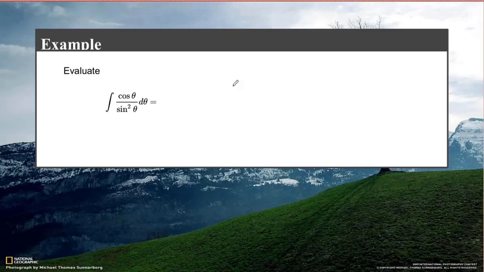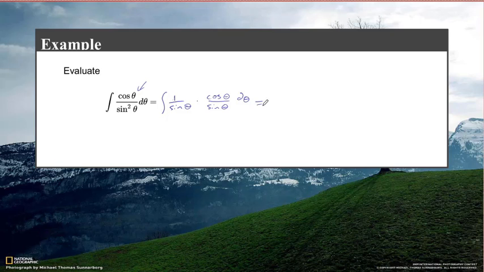Now let's look at an evaluation example here. So we want to evaluate this indefinite integral. So in other words, I need to find an antiderivative that has this as its derivative. Now, one way to do this is something called the substitution method, which we'll see in the next video. But in this case, I'm going to break this up in a special way into 1 over sine of theta times cosine of theta over sine of theta d theta.